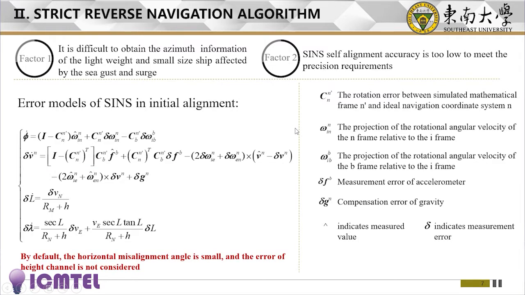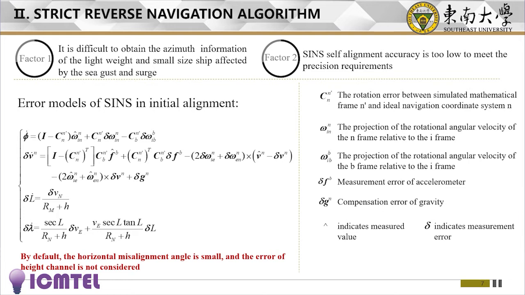For ships affected by sea gust and surge, it is difficult to obtain the azimuth information. On the other hand, SINS self-alignment accuracy is too low to meet the precision requirements. Therefore, we consider using GNSS information to assist the combination alignment method.